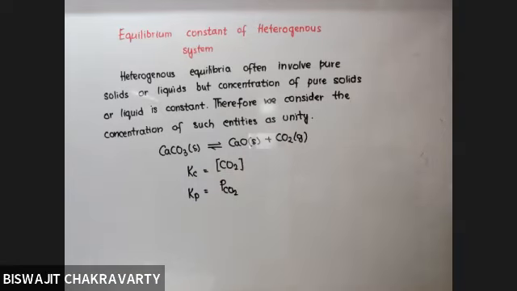So hence, while writing Kc, concentrations of solutions and concentrations of gaseous substances are considered. And while writing Kp, partial pressures of gases are only to be considered. Okay, can I proceed?